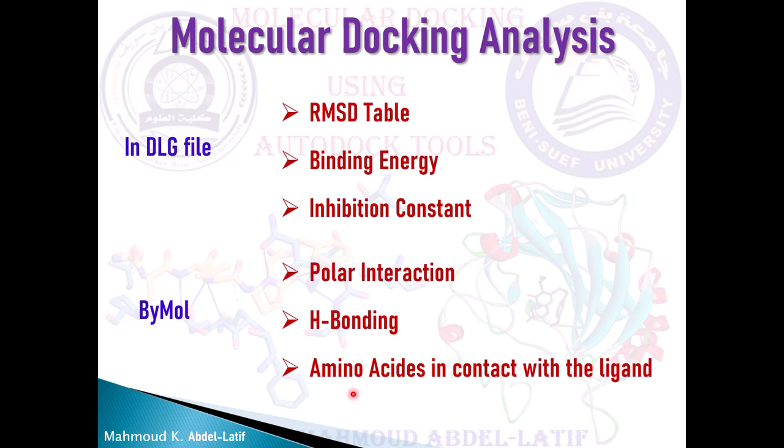Okay. In the DLG file, or docking log file, you should have a look at the RMSD table, the root mean square deviation table. In this table, you will see the binding energy, the binding affinity, and also the certain runs. And in the same file, you will find something related to each binding energy. It's called the inhibition constant, which gives you information about how much the protein is inhibited by the ligand, and also the polar interaction or the binding energy.